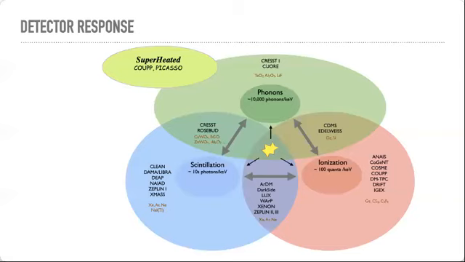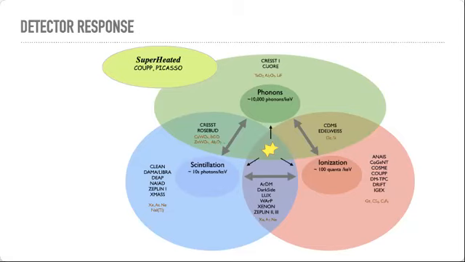And there are lots of experiments that actually use two of these. For example, CRESST is an experiment that measures both phonons and scintillation. There's a number of dark matter experiments that take advantage of scintillation and ionization: Xenon, LZ, PandaX. CDMS and EDELWEISS measure both the phonons and the ionization.